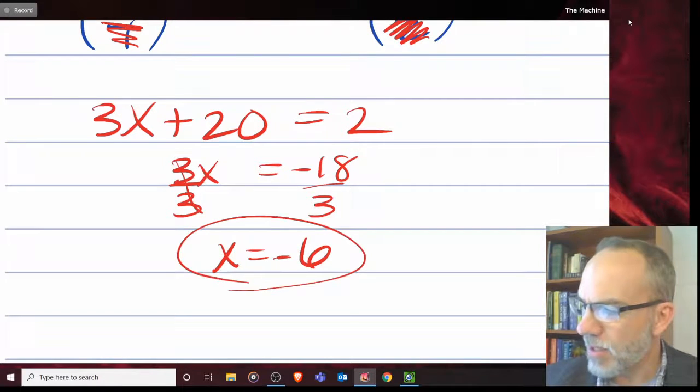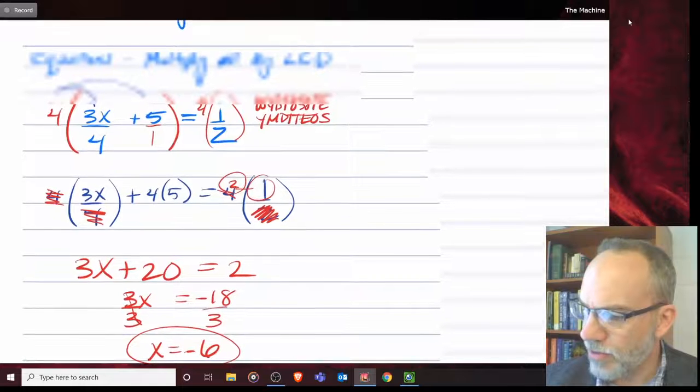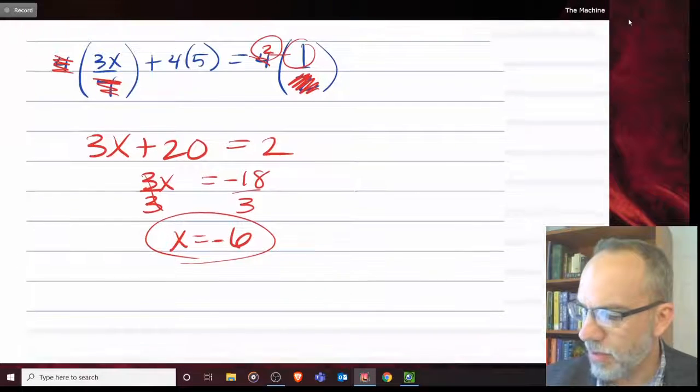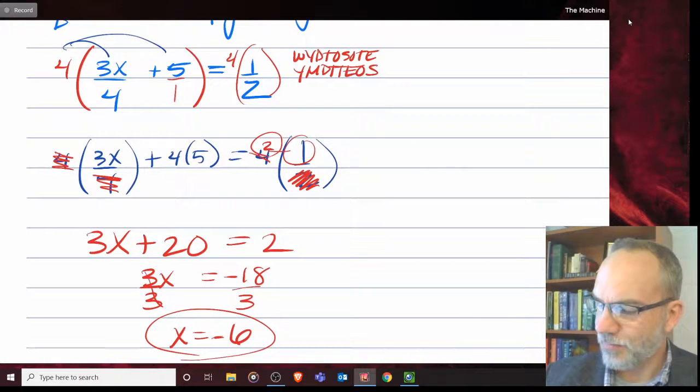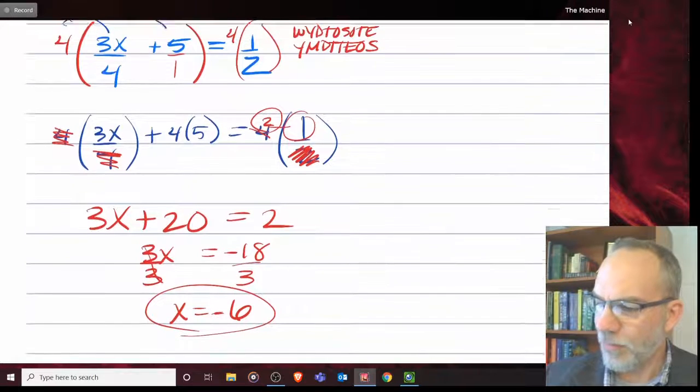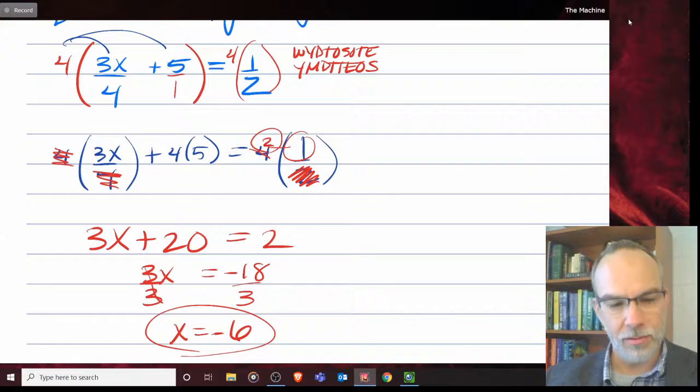Nice. Does that make my denominator 0 anywhere? That's always important to go back and check. No, it doesn't. Okay, good. See, that was so much better than doing it with the fractions. So you're going to multiply everything through by the least common denominator.